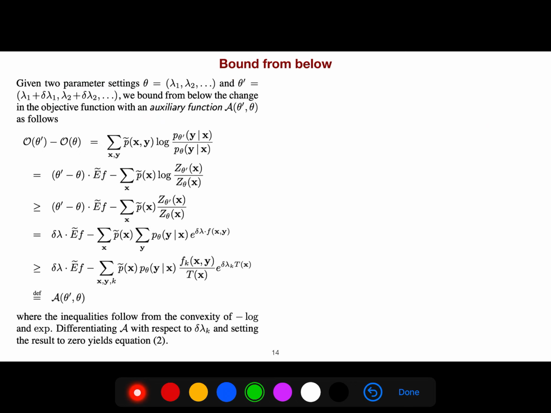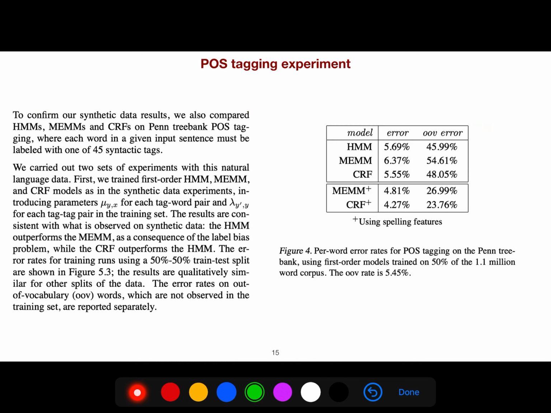But for historical purposes, it is interesting to also review this article. And you see the power of CRF in the part-of-speech tagging experiment. For HMM, the error is 5%. For CRF it is less than that, but almost the same. But the maximum entropy Markov model is 6%. This had the label bias issue.